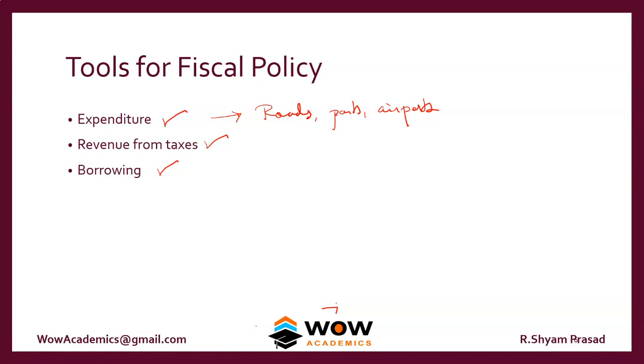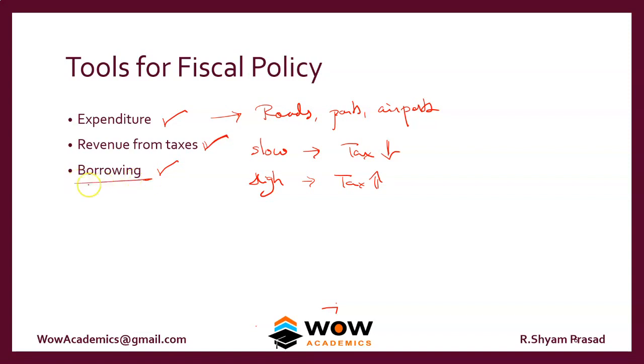They also do it through changing the tax rates. So if the country is growing slow, the tax rate would be reduced, tax rates would go down. If the country is growing very high, then the government can also increase the tax so that the growth comes a little bit down. So through revenues from taxes, they can try to control the growth of a country.